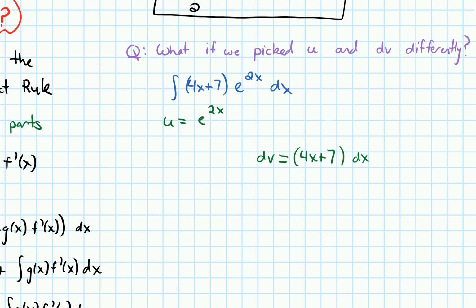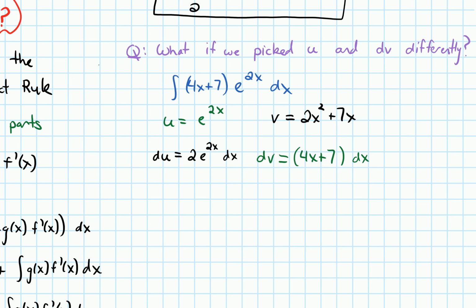Okay, and now let's write down what du would be and what v would be. But those aren't things that we choose. They are determined for us after we pick what u and dv are. So du first: the derivative of e to the 2x is going to be 2 e to the 2x, and then I've got to write the dx. That comes from chain rule. And the antiderivative of dv, the antiderivative of the 4x, would be 2x squared, and the antiderivative of the 7 is 7x.